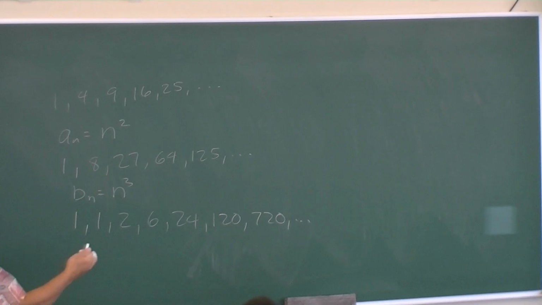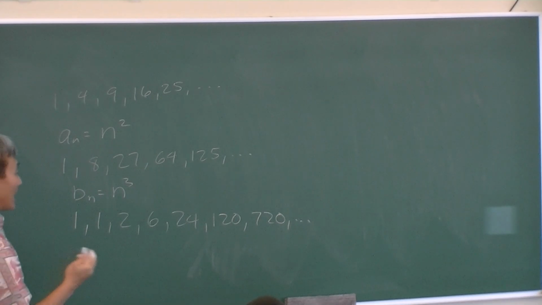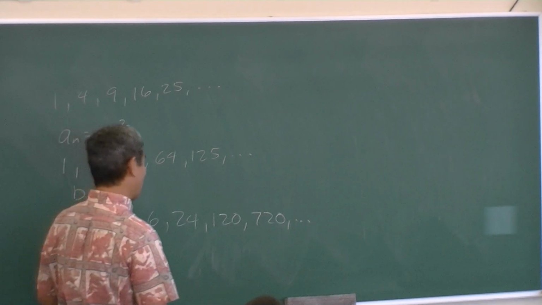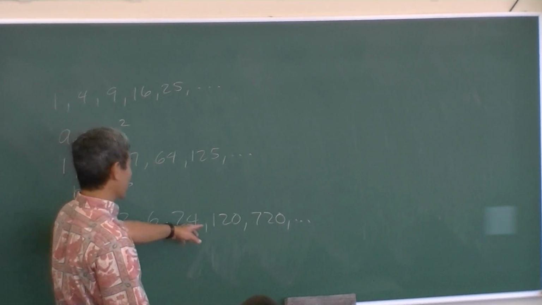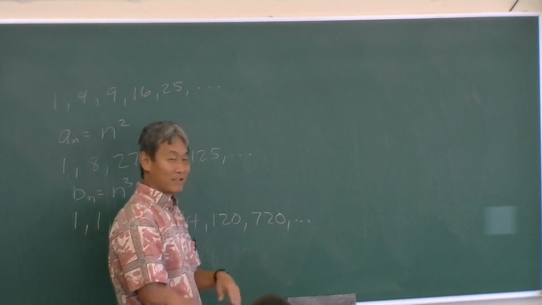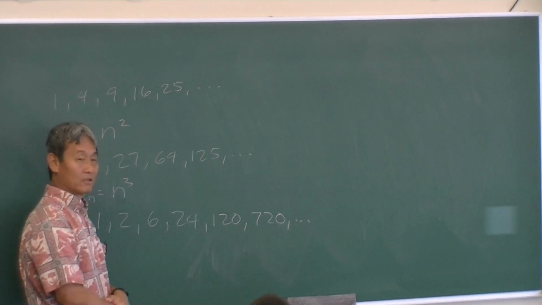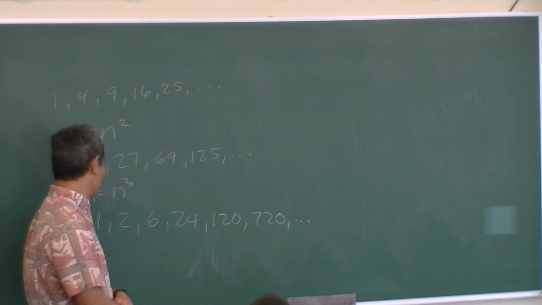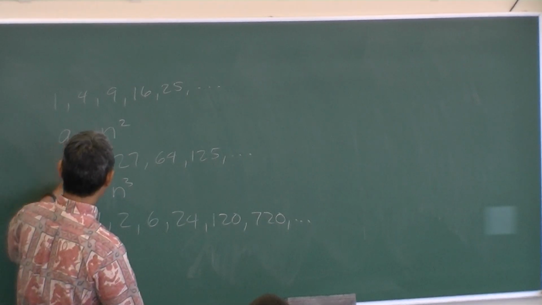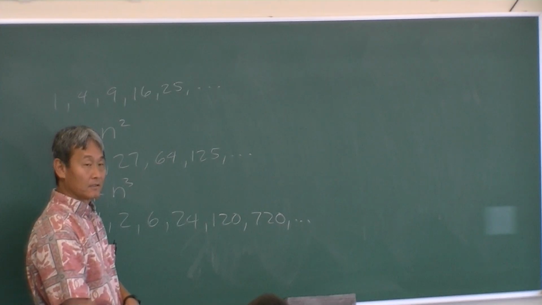Now, if I were to ask you, see, this is the difference between elementary school and pre-calculus. In elementary school, they would give you these numbers and they would ask you, what is the next number in the sequence? A sub n, B sub n. You can use anything, just like functions, right?